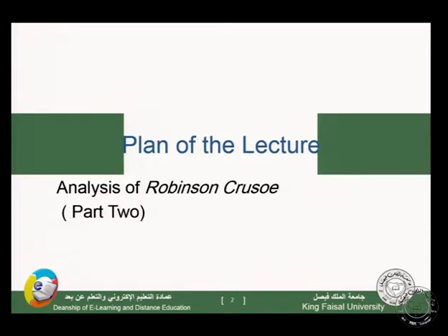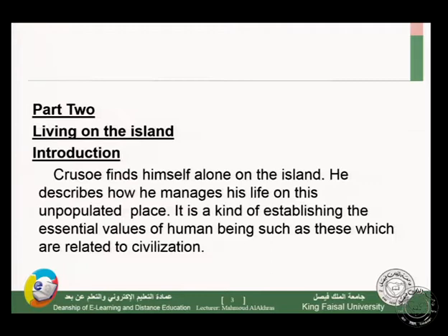In the previous lecture, we took the analysis of Robinson Crusoe, the first part. Now let's see part 2. We are going to see Crusoe on the isolated island. So we are going to start with an introduction. Crusoe finds himself alone on the island. He describes how he manages his life in this unpopulated place. This is a kind of introduction for this lecture.